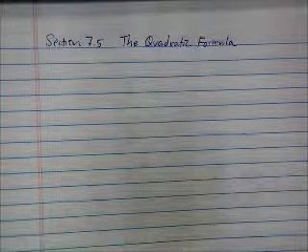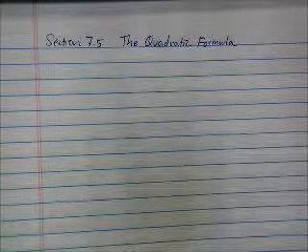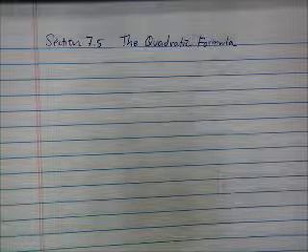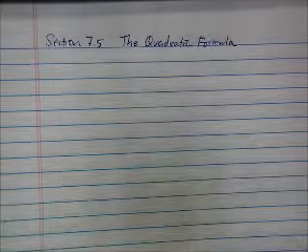7.5. It's called the quadratic formula. This will be our last method for solving quadratic equations. So what are our methods for solving quadratic equations so far? What are our choices?